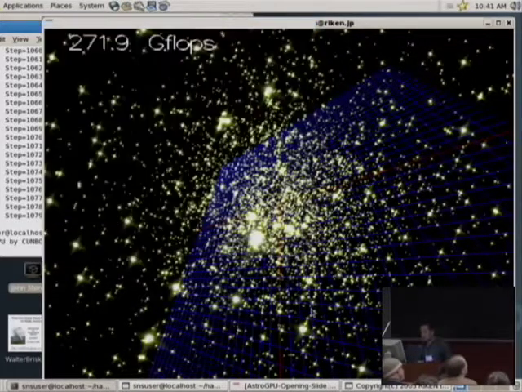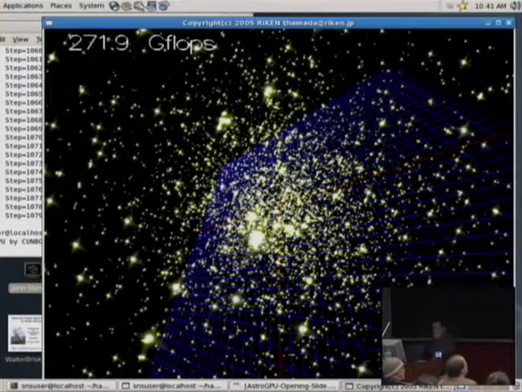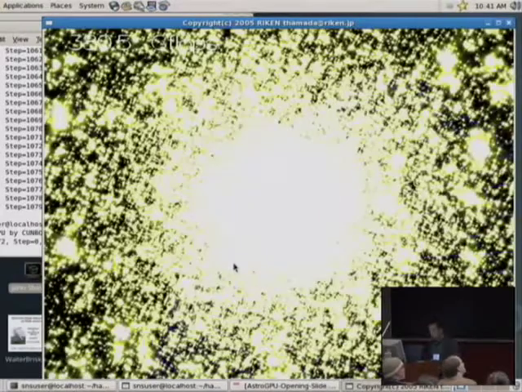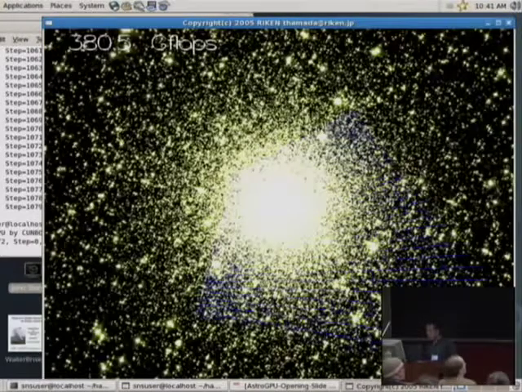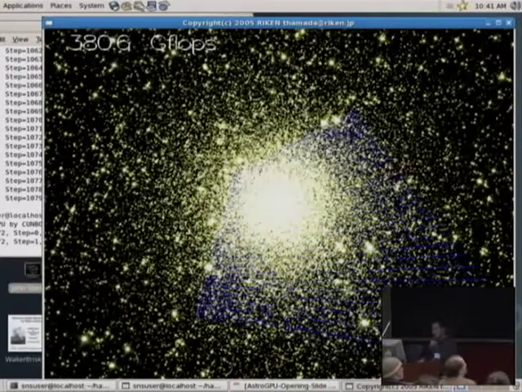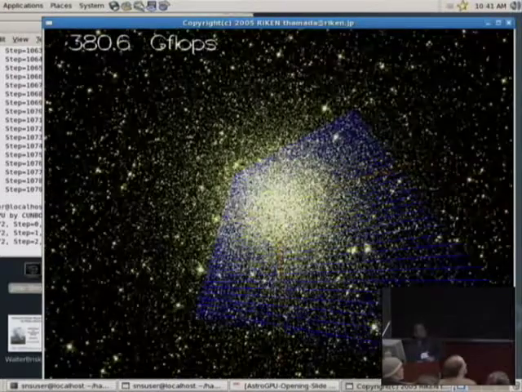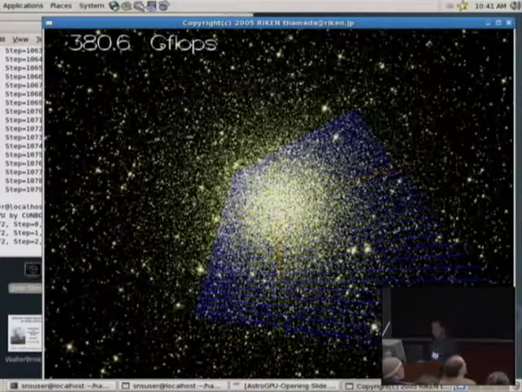So next, 30,000 particles, about 380 gigaflops.